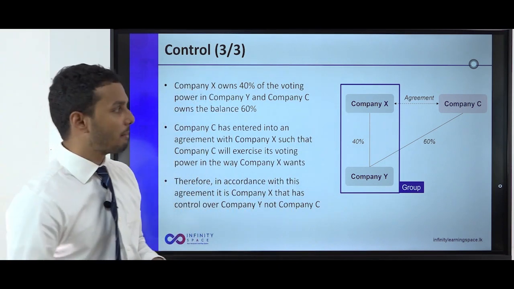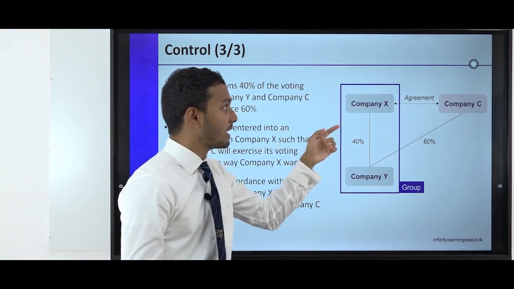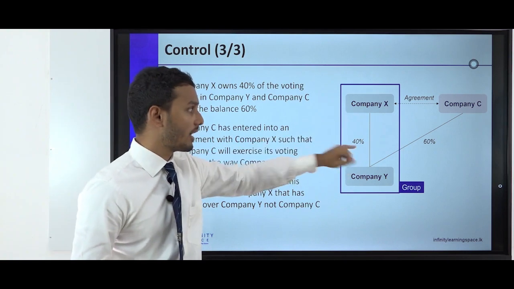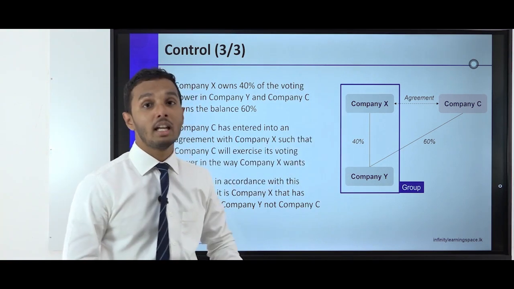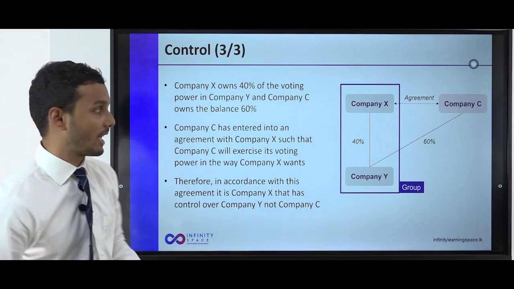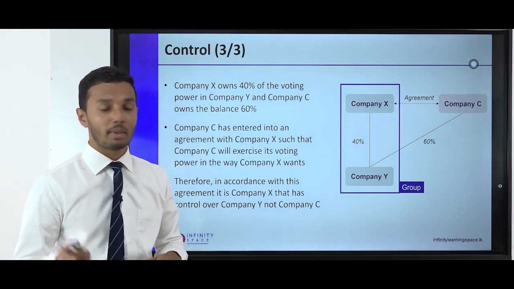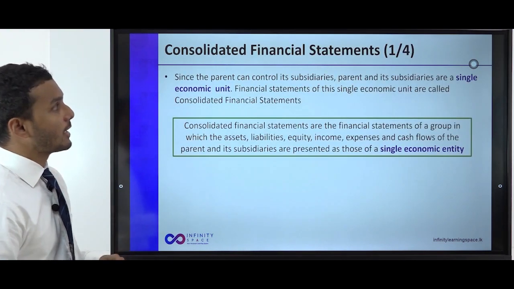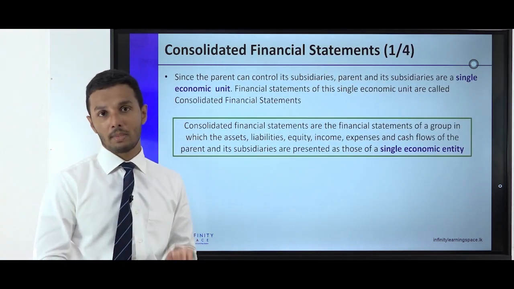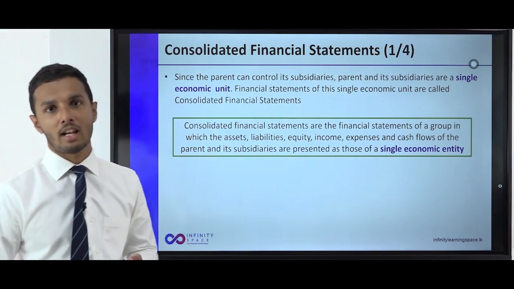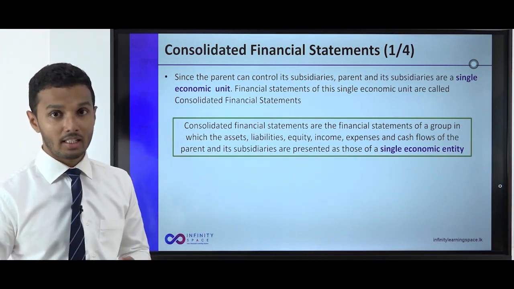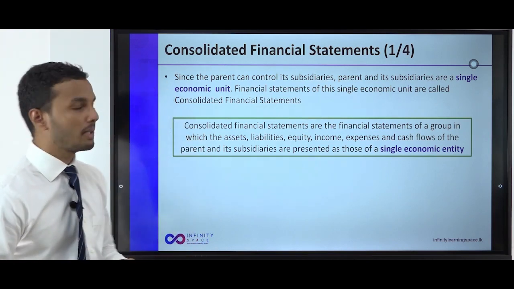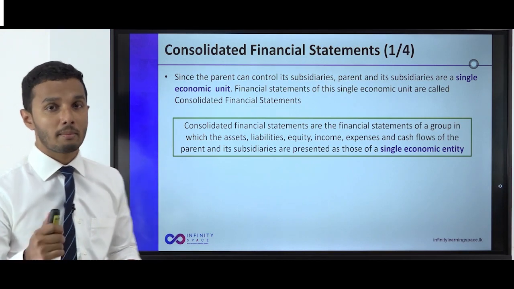So that's an example where through an agreement, company X can have more than what he directly owns. He directly owns 40%, but because of the agreement, he gets more than 50%. And then he has control over company Y and a group is formed, right? So now we understand who a parent is, who a subsidiary is, and what consolidated financial statements are, right? So let's have a clearer understanding of what exactly we mean by consolidated financial statements.